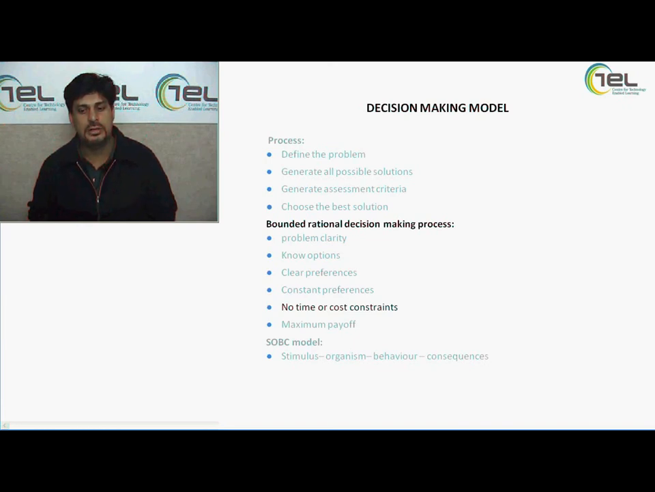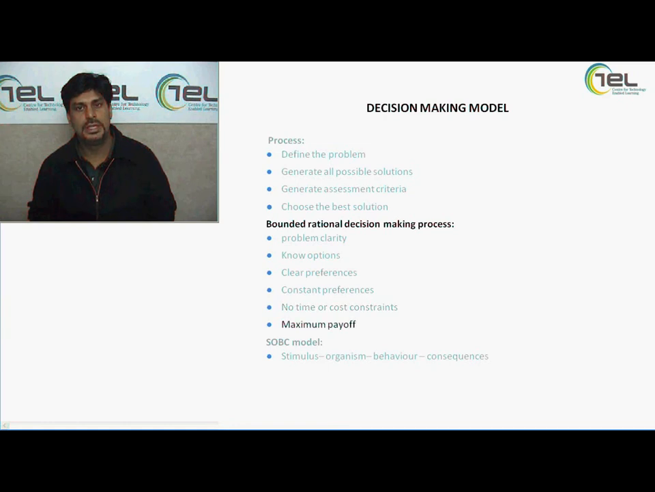So the bounded rational decision making process in an organization under OB is a model which says that, apart from only looking at the preferences and following them blindly, you need to go back and refer to the historical aspects as well as look at the time and money constraints involved.